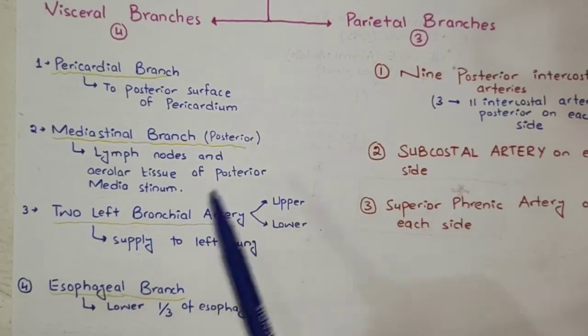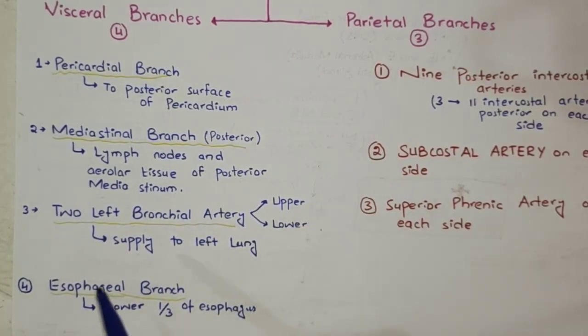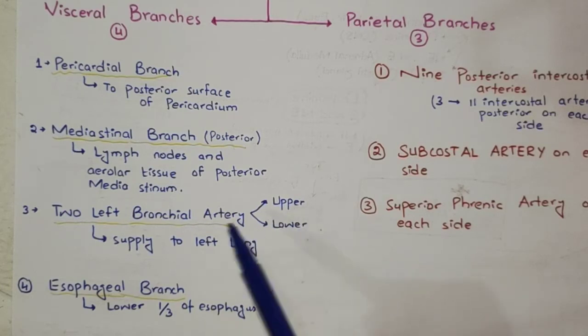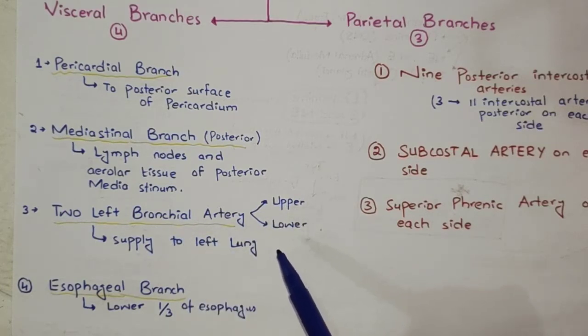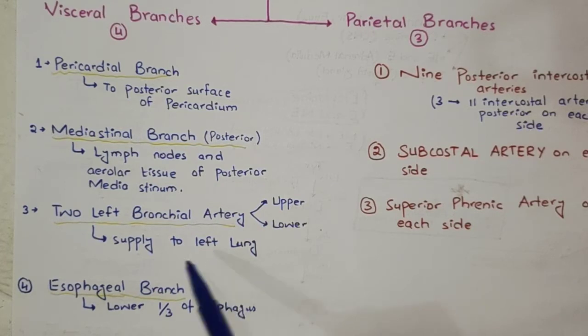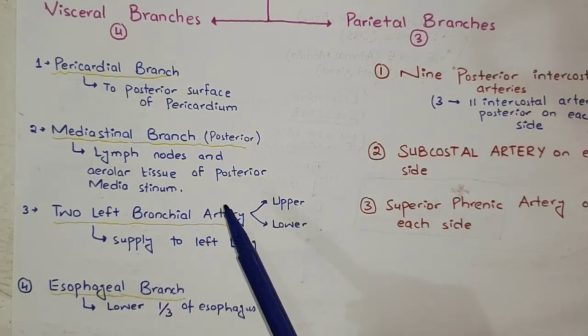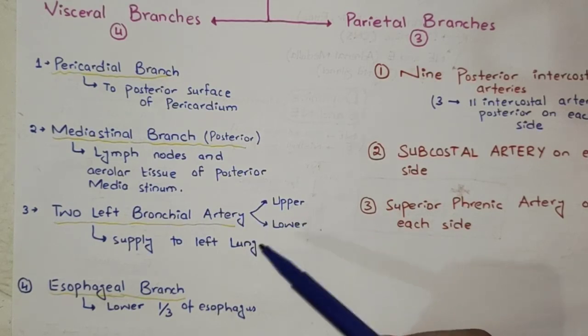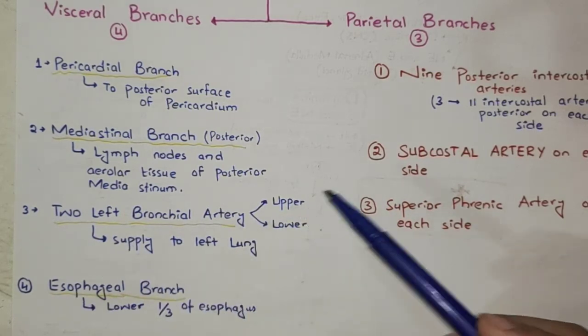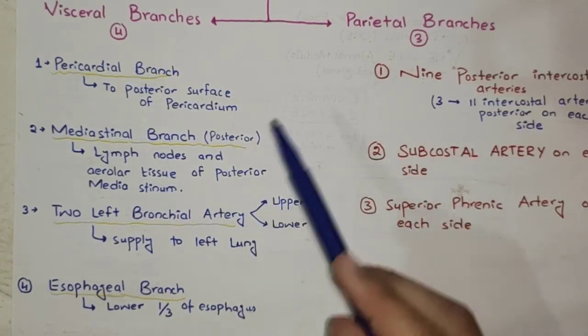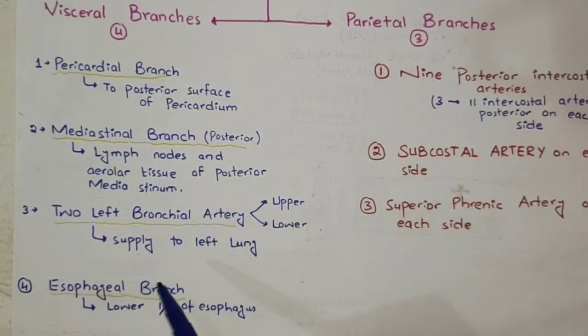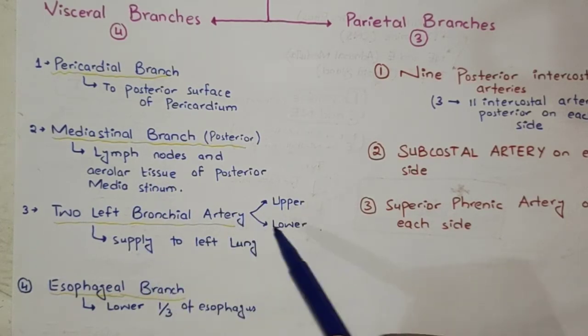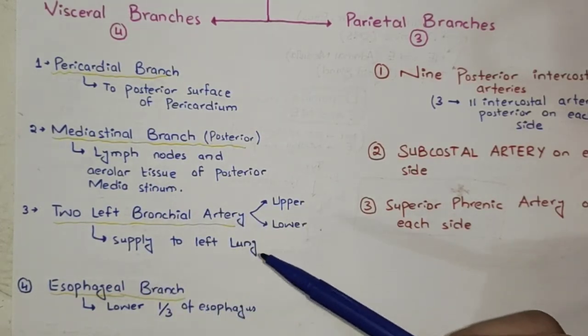The other branch is the two left bronchial arteries. One is the upper left bronchial artery. The other is the lower left bronchial artery. It will supply the left lung. The right lung will be supplied by branches from the other part of the aorta. So the thoracic aorta only supplies the left lung. So which two branches? Two left branches. Upper left bronchial artery and lower left bronchial artery will supply the left lung.